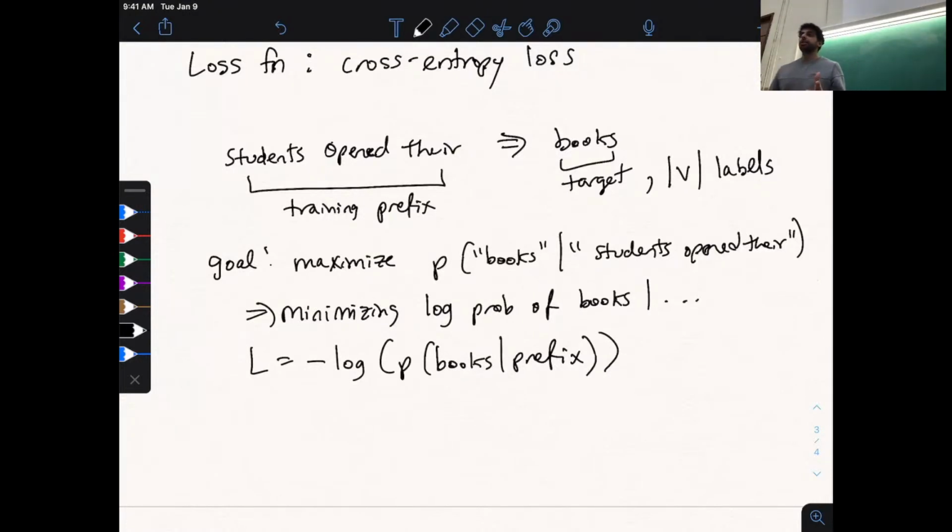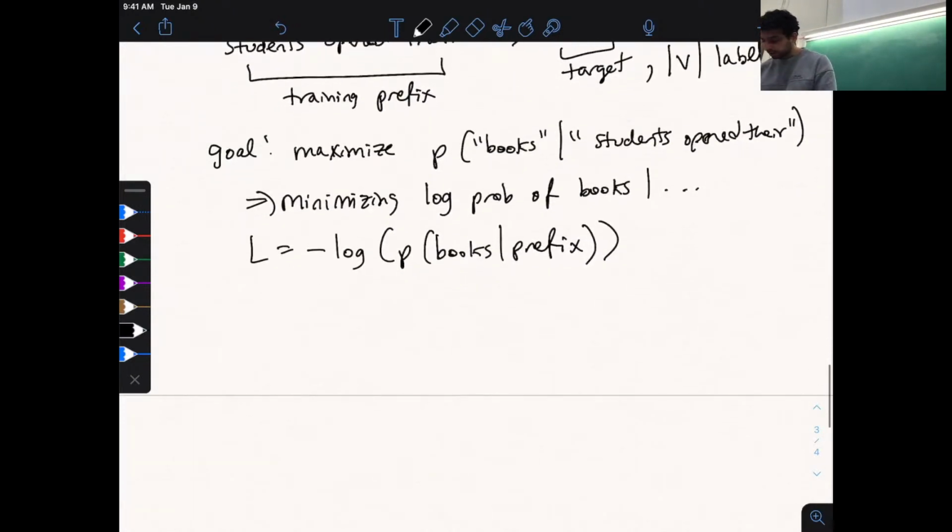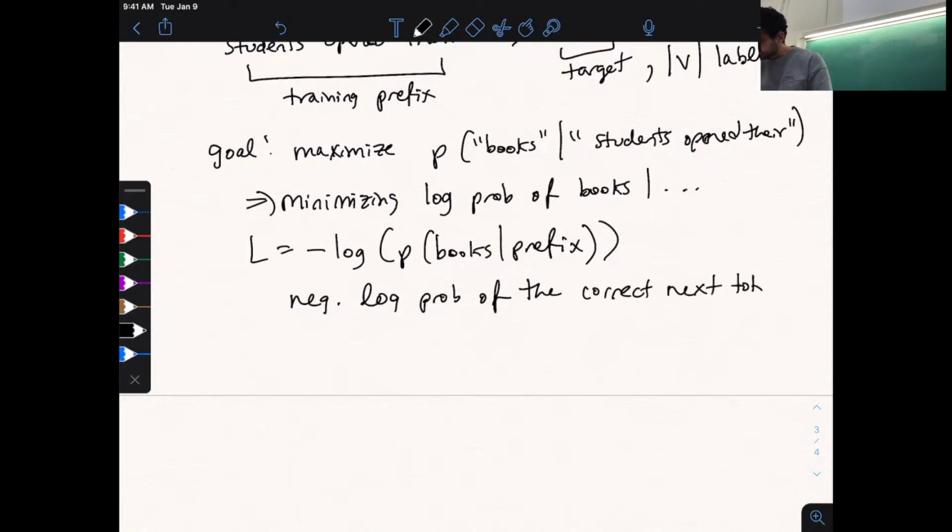And so this intuitively makes sense, right? This is what we want. We want to maximize the probability of books given the prefix, but our gradient descent formulation requires the loss function to tell us how bad the model is doing. So we're going to use the negative log probability as the loss function, and we're going to try and compute the minimum of this. Okay. So again, this is the negative log prob of the correct next token.